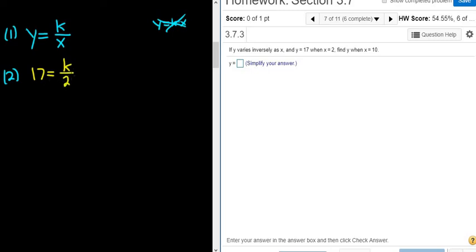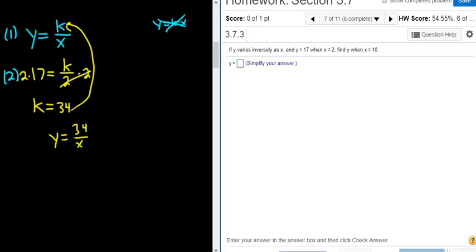So to solve for k, I guess you can multiply both sides by 2. So we can put a 2 here, and we can put a 2 here. So these cancel. So we get k, I'll write it here on the left-hand side, equal to 2 times 17, which is 34. Now we just take the 34 and we plug it back into our formula. So y equals 34 over x.